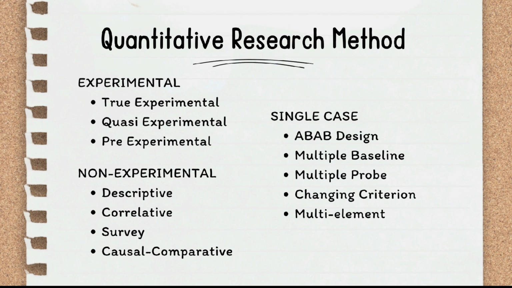Let's talk about the true experimental first. True experimental designs are like a science experiment where we're detectives trying to find out what causes what. We randomly put people or things into different groups. Then we deliberately change some things for one group while keeping everything else the same. This change is like the special treatment we're testing. We have another group that doesn't get the special treatment.